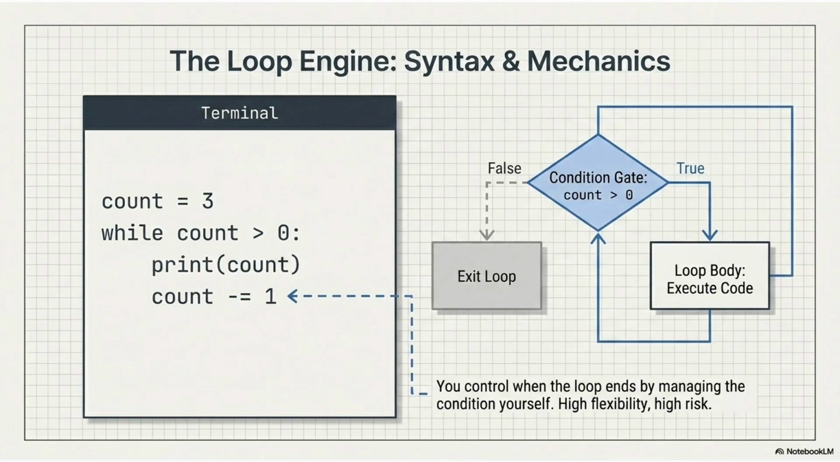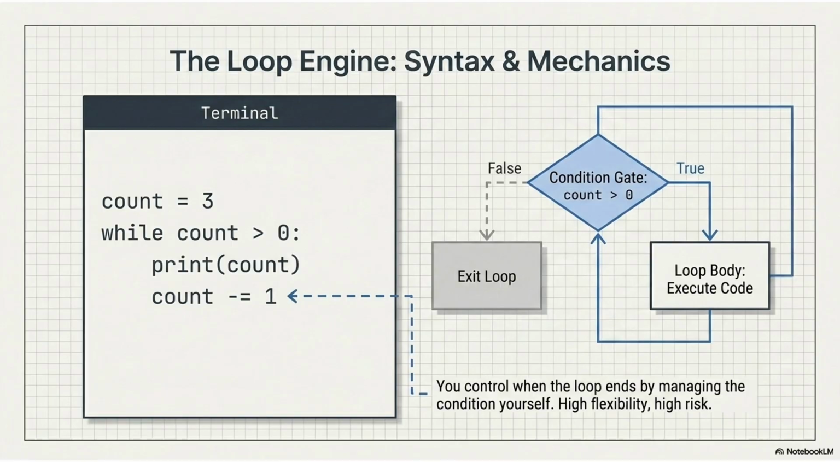The flow chart on the right makes the execution path explicit. The condition gate evaluates count is greater than 0. If true, execute the loop body and return to the gate. If false, exit the loop. The statement count minus equal 1 inside the loop is what drives the condition toward false. This is the loop modifier.